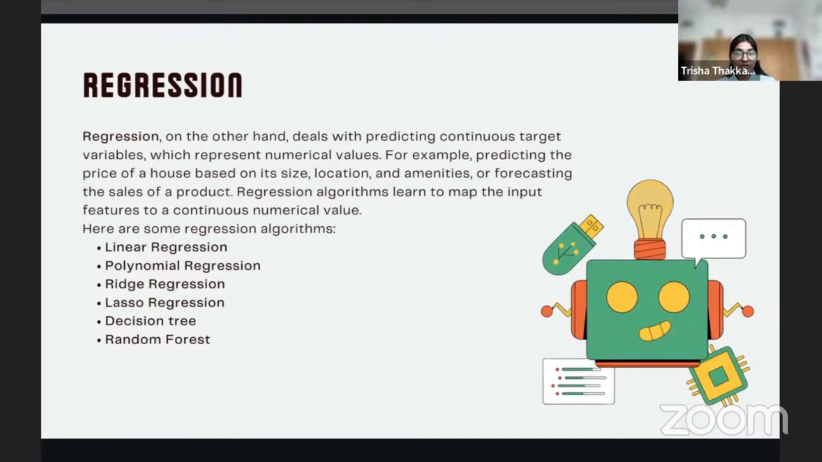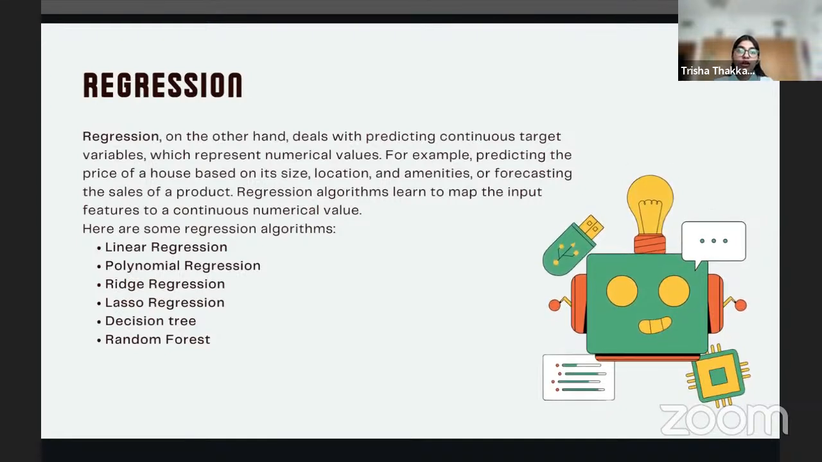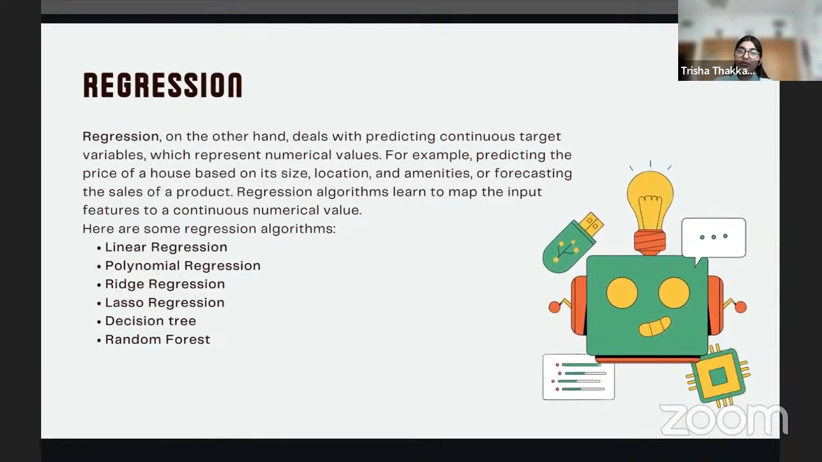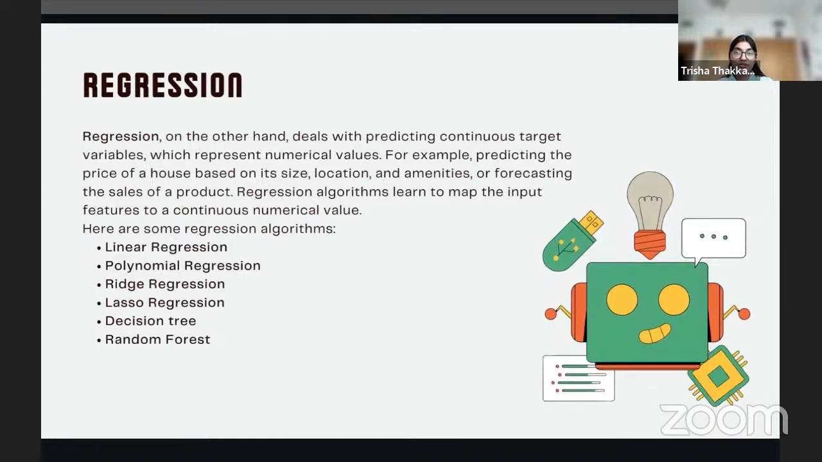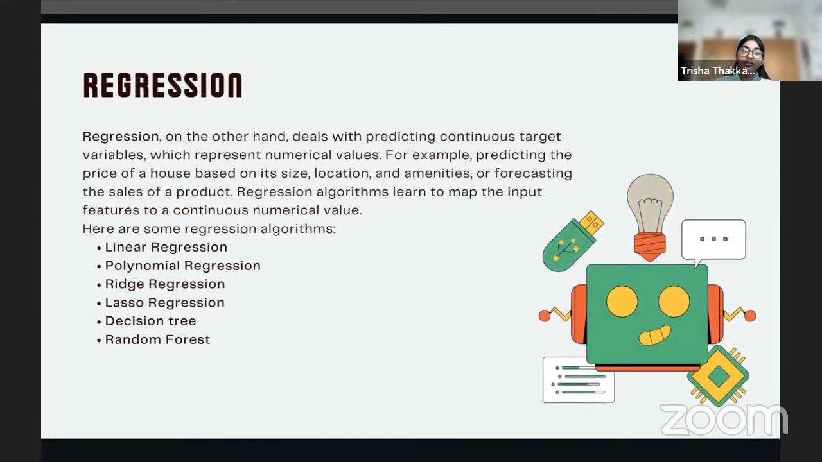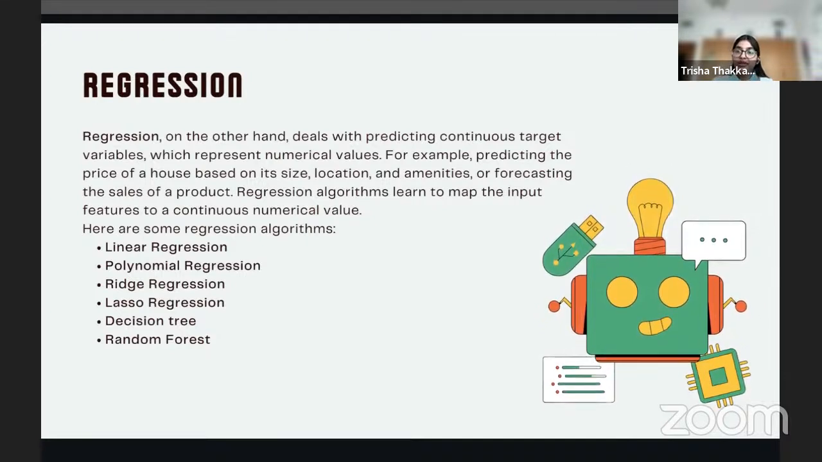Regression, on the other hand, deals with predicting continuous target variables, which represent numerical values. For example, it predicts the price of a new house based on its location and size, or forecasts the sales of a product. A regression algorithm learns to map the input features onto a continuous numerical value. Some examples are linear regression, polynomial regression, ridge regression, lasso regression, decision tree again, and random forests. So over here, regression checks the previous data and predicts new outputs, whereas classification checks the data and classifies it into different sets.